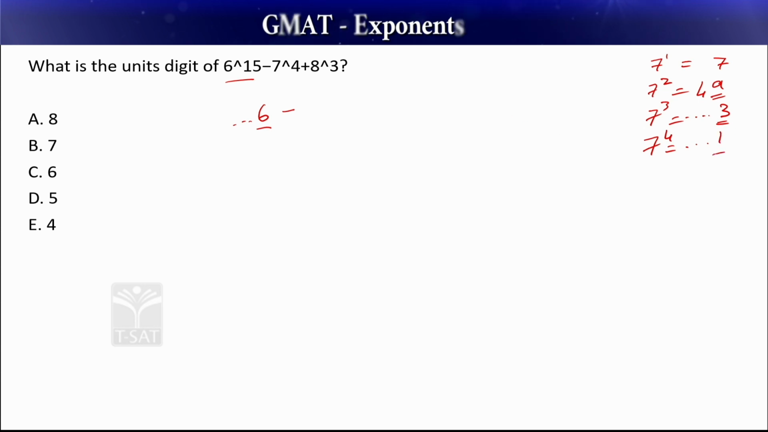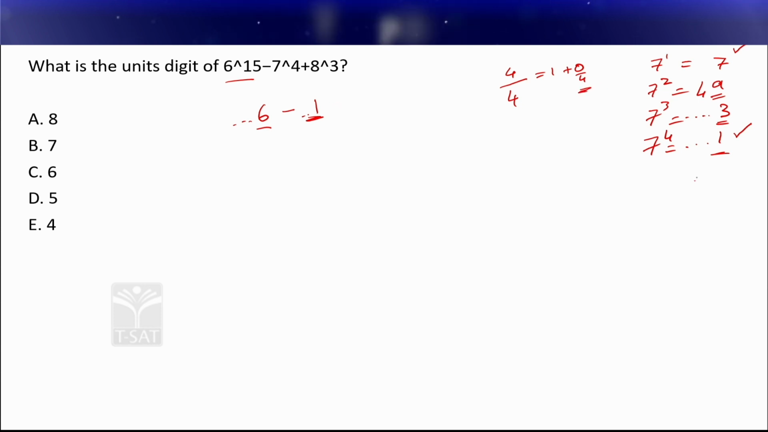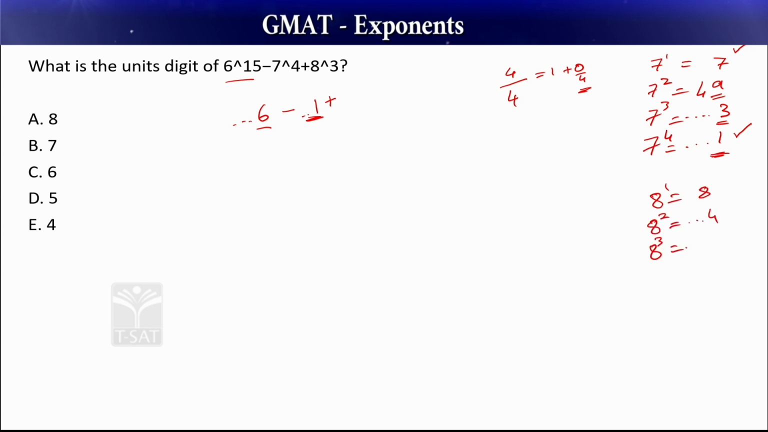So we might make the mistake that for 7 to the power of 4, you divide the power by its cyclicity, that is 4, the remainder is 0. But you might make the mistake of choosing 7 to the power of 0, but what you have to choose is the fourth number. Whenever the remainder comes out to be 0, you will have to look at the fourth number, that is 7 raised to 4, that is 1 will be at your units digit when you have the remainder 0. 7 to the power of 4 is giving you 1, plus 8 to the power of 3, 8 we know has a cyclicity of 4.